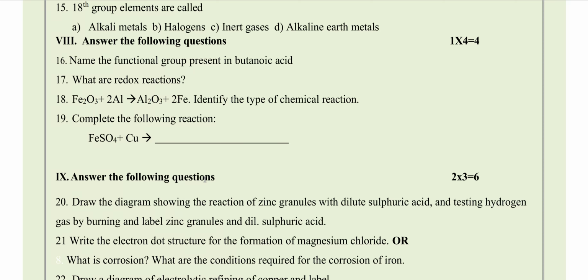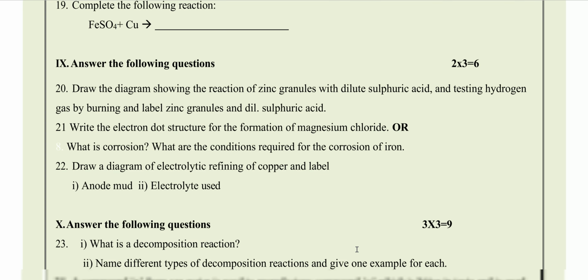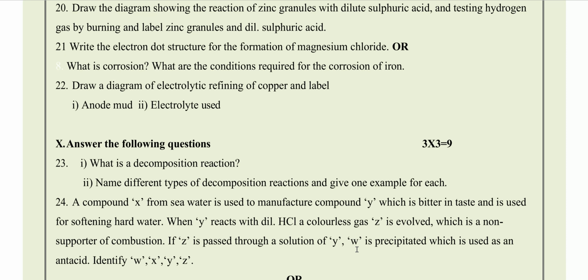Answer the following questions. Draw the diagram showing the reaction of zinc granules with dilute sulfuric acid and testing hydrogen gas by burning, and label zinc granules and dilute sulfuric acid. Next question. Write the electron dot structure for the formation of magnesium chloride. Or what is corrosion? What are the conditions required for the corrosion of iron? Next, draw a diagram of electrolytic refining of copper and label the parts, anode mud and electrolyte which is used in it. 10th main. Answer the following questions.